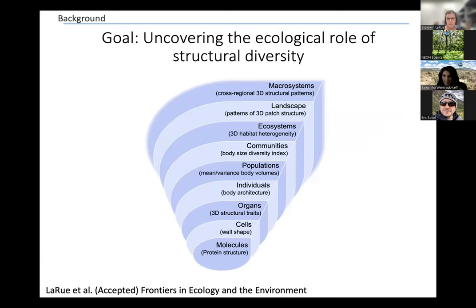So I will primarily be focusing on the community to macrosystem scale today, but if this is an interesting topic to you, there's plenty of space in there for new researchers to come in and understand patterns of structural diversity and its ecological role across these different biological levels of organization and scales.